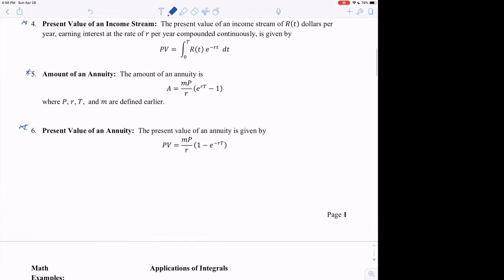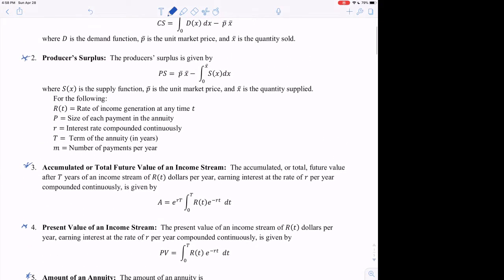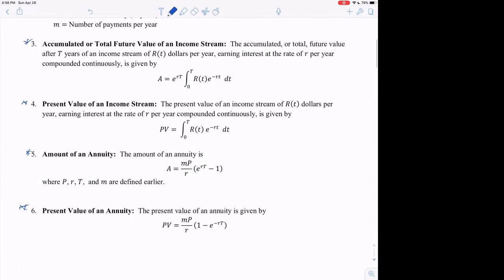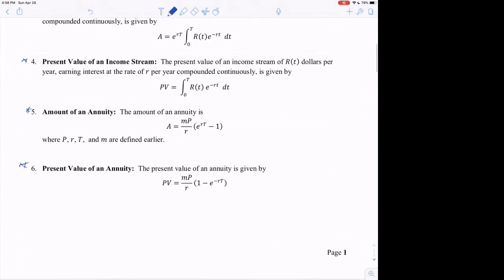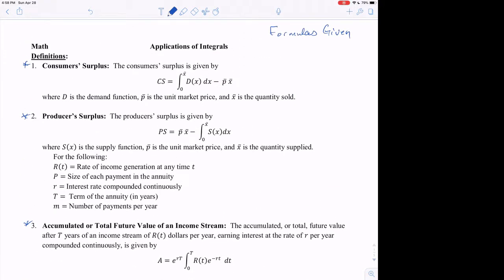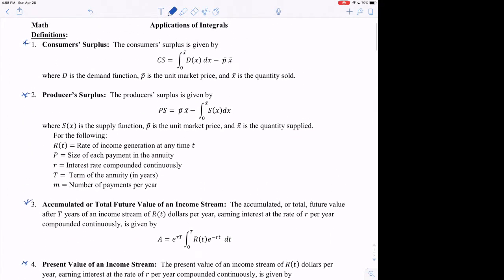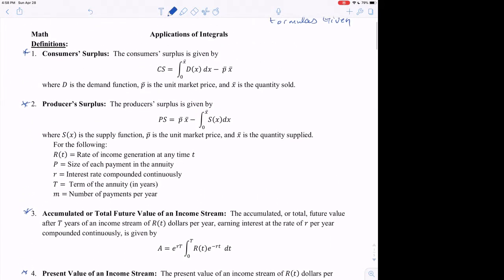All right. So, what I'm going to do is instead of going over what each one of these four is for, I'm just going to jump to how to use them. The first two are consumer surplus and producer surplus. So it's when you have more or produce more. And these are used for economics. The bottom four are for finance.